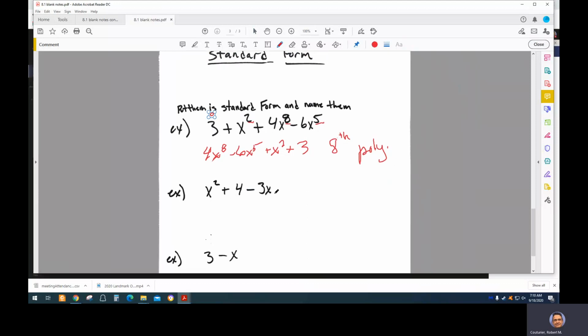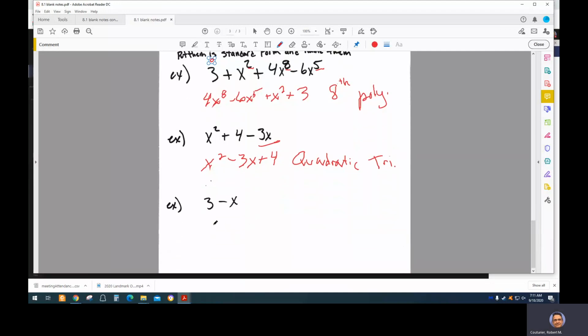This one you can see is not in order either. Look, this should be in the middle. The constant should be on the end because it has a degree of 0. Degree of 2. Degree of 1. Degree of 0, and the highest degree is 2. That's quadratic. Three pieces is a trinomial.